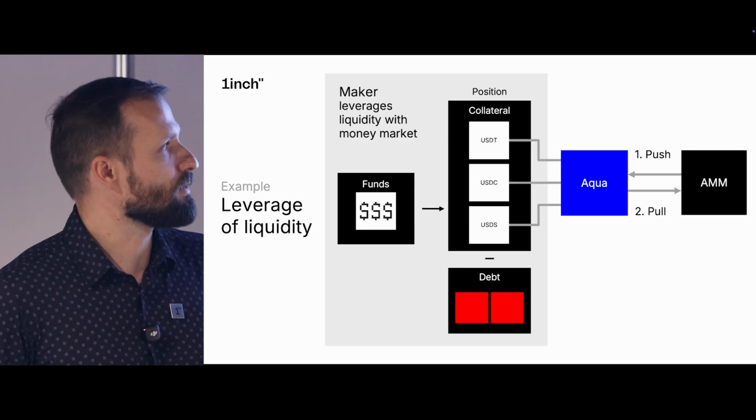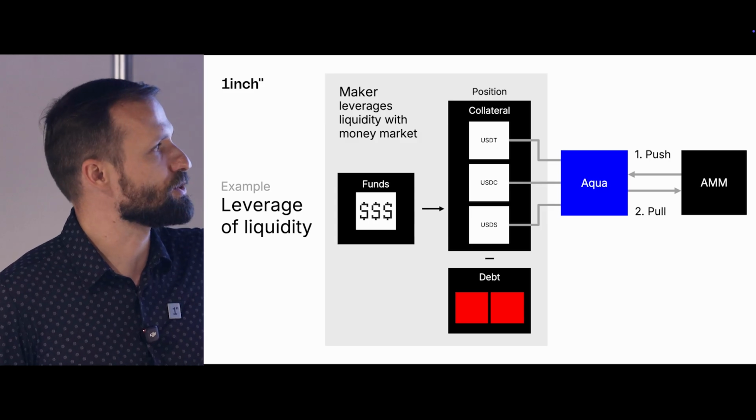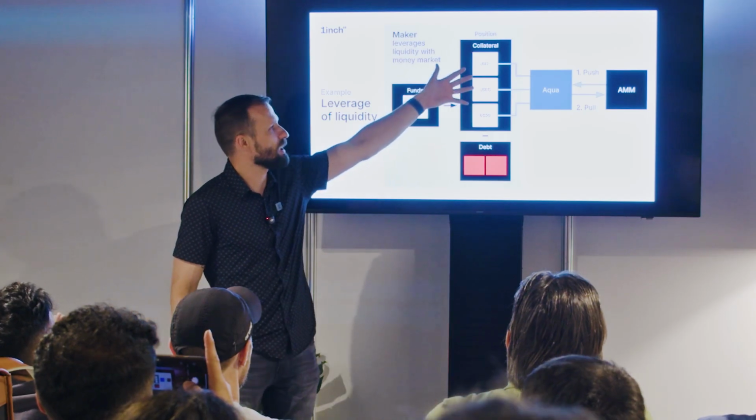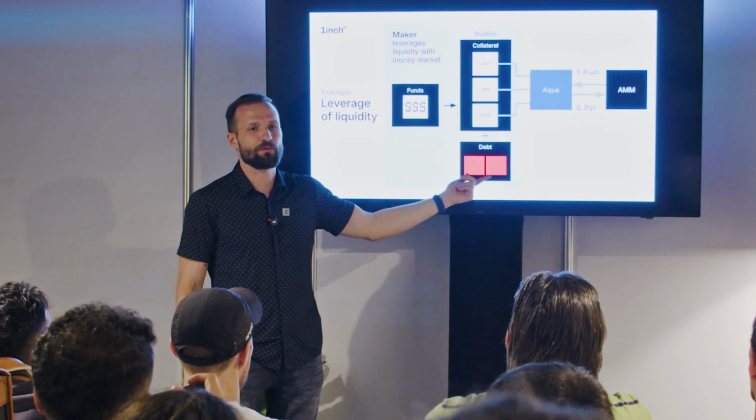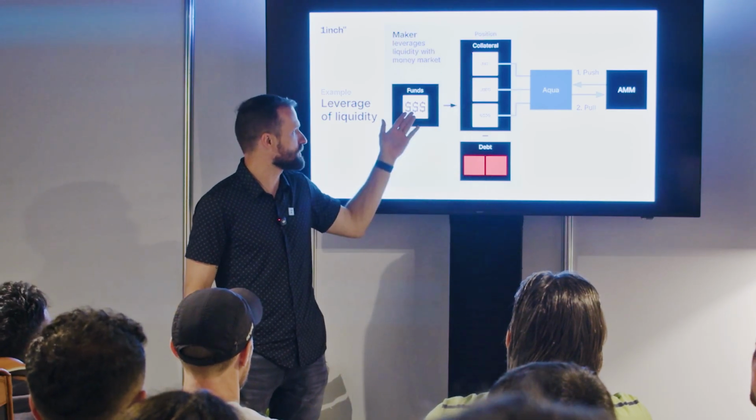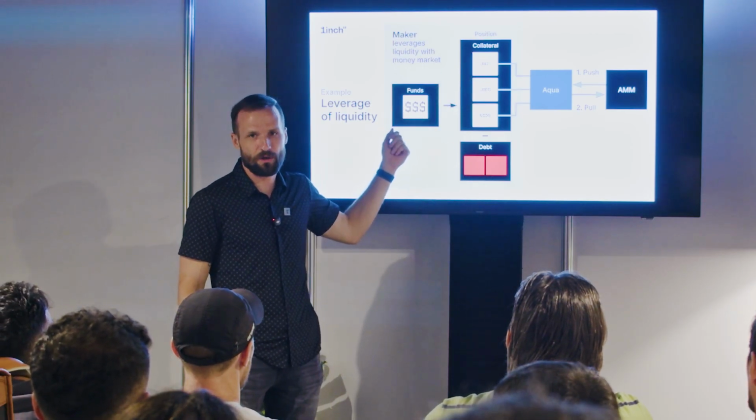Yeah, what is leveraged liquidity? So a maker can turn their funds into triple the amount of collateral and double the amount of debt. So it's 3 minus 2, which is still 1. This makes sense economically, yeah?